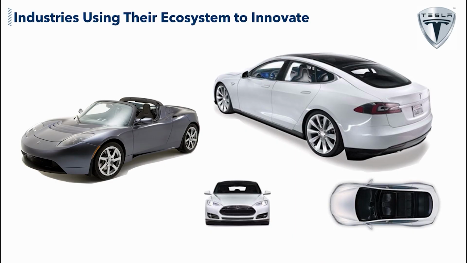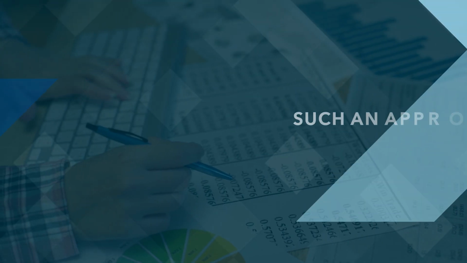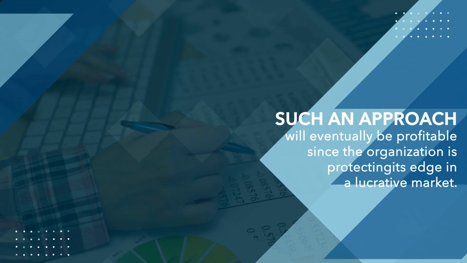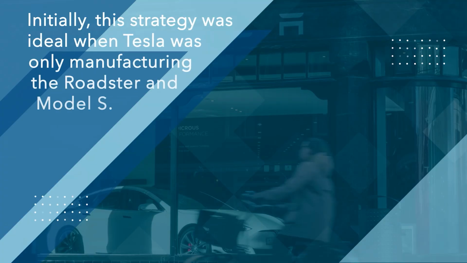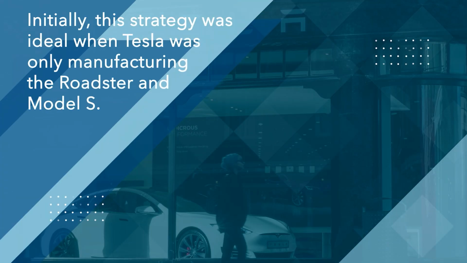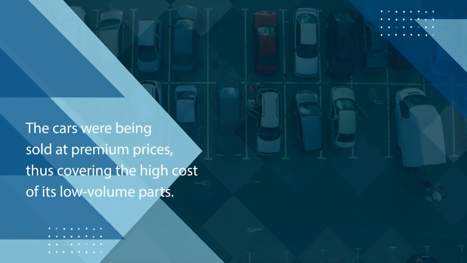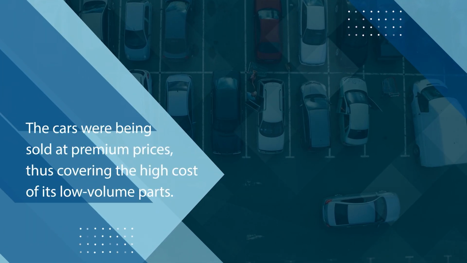Being one of the first car manufacturers in the electric sector, they found an almost uncharted territory in intellectual property. Hence, they patented everything they could to protect their inventions. Such an approach will eventually be profitable since the organization is protecting its edge in a lucrative market. Initially, this strategy was ideal when Tesla was only manufacturing the Roadster and Model S. The cars were being sold at premium prices, thus covering the high cost of its low-volume parts.